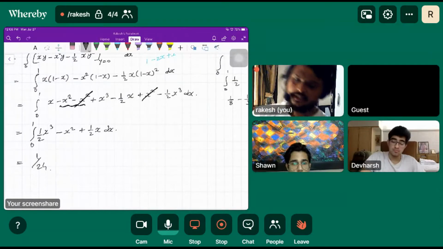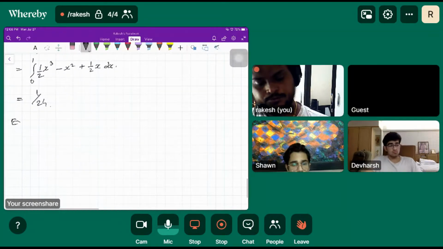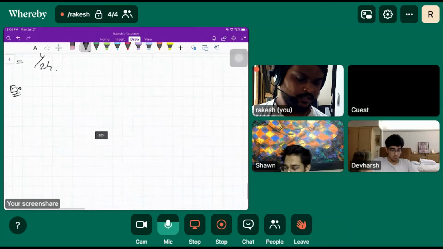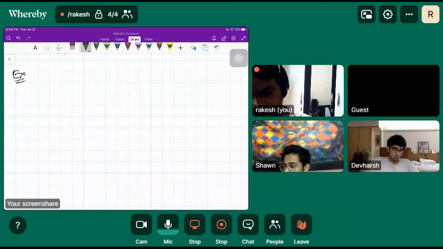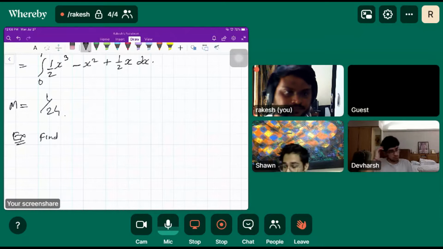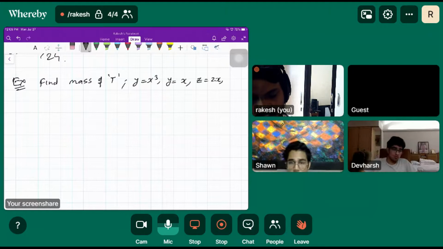Let me just put up the next question. You have to set up the integral as well as solve this. So the question is find the mass of the object. We got mass of the previous object as 1 over 24. So find the mass of T: y is equal to x cube, y is equal to x, z is equal to 2x, z is equal to 0.